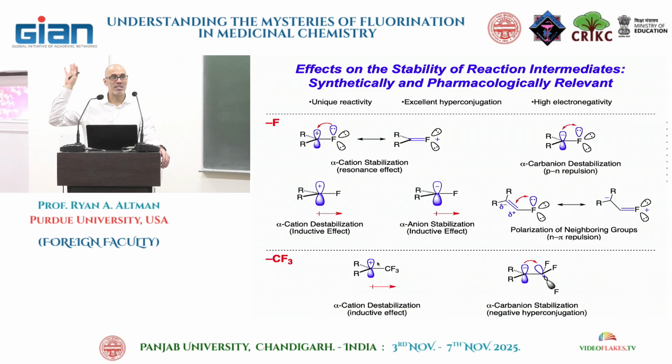Yep, same electronegativity scale. Fluorine is 4. CF3 as a group, it's about 3.5. It's a lot, right? That's a pretty powerful electron withdrawing group. Fluorine wins, that's the most electronegative, but CF3, 3.5 is pretty powerful itself.